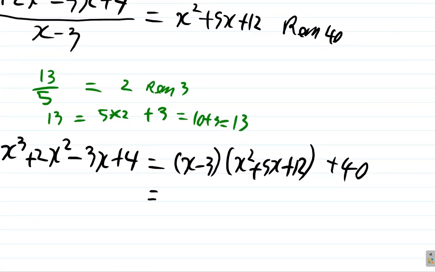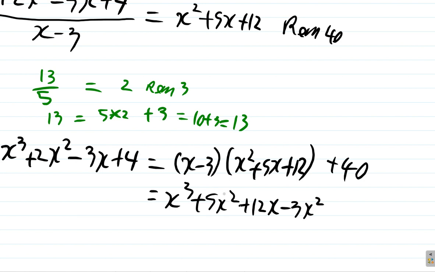So what we're saying, that x times x squared gives us x cubed, x times 5x gives us 5x squared, x times 12 gives us plus 12x, and negative 3 times x squared gives us minus 3x squared, negative 3 times 5x gives us minus 15x, negative 3 times 12 gives us minus 36 plus 40. Alright?